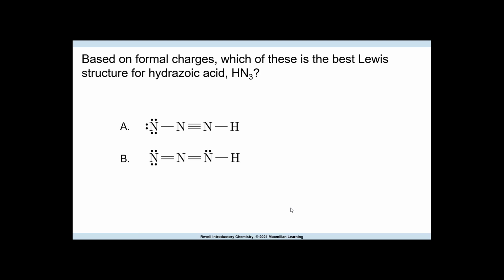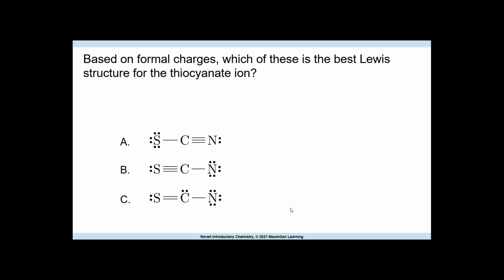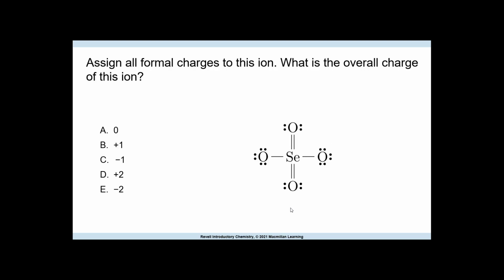Based on the formal charges, which of these is the best Lewis structure for hydrazoic acid? I'm going to give you the answer. I did not work it out. This way you can see why this one, if you work out both of these, was picked over the other one. Based on formal charges, which structure is the best for thiocyanate? Again, I didn't do these on purpose, but I'm going to give you the answer.